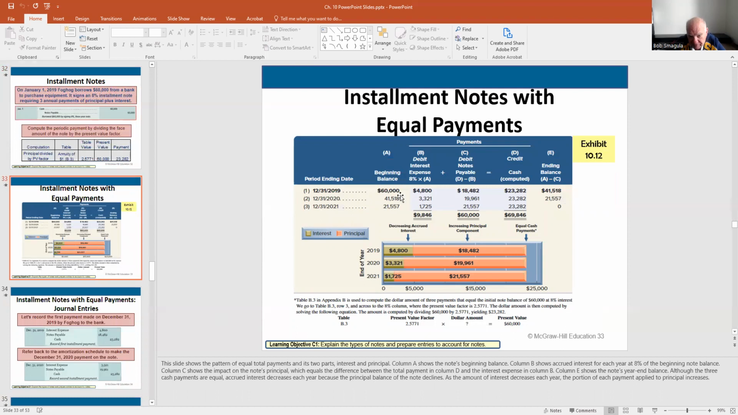So let's see what we have here. We have a $60,000 note at 8%. That's $4,800. That's going to reduce the principal here. But first we have to compute the cash. And the cash is going to be $4,800 plus the $18,482 that we calculated as follows.